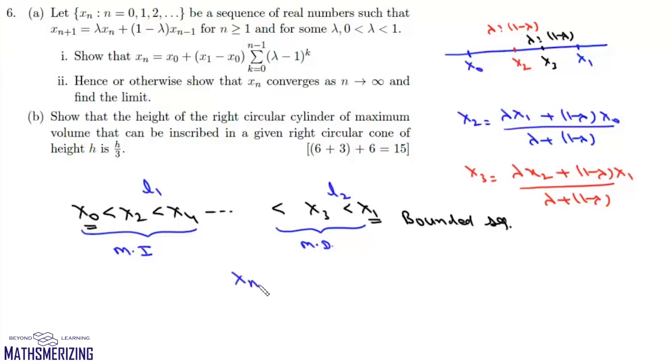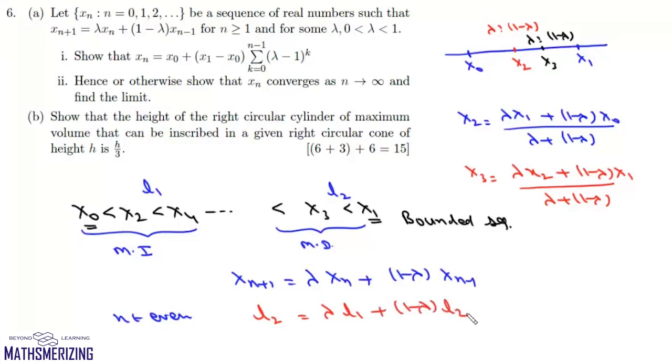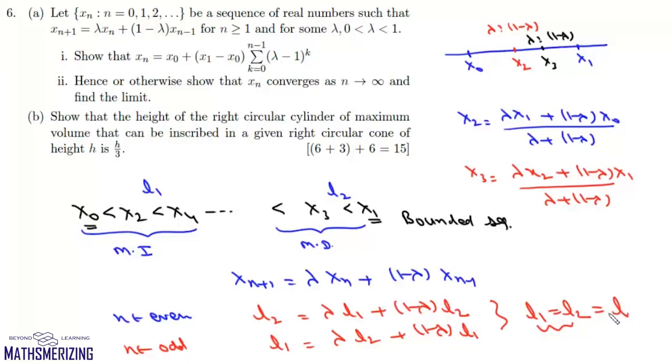Now we write xn plus 1 equals lambda xn plus 1 minus lambda xn minus 1, and suppose n is even, then in that case we can write L2 equals lambda L1 plus 1 minus lambda L2, and if n is odd, we can write L1 equals lambda L2 plus 1 minus lambda L1. So from here we'll get this condition that L1 equals L2. So both the subsequences will converge to this same limit L. Now we'll need to find this limit.